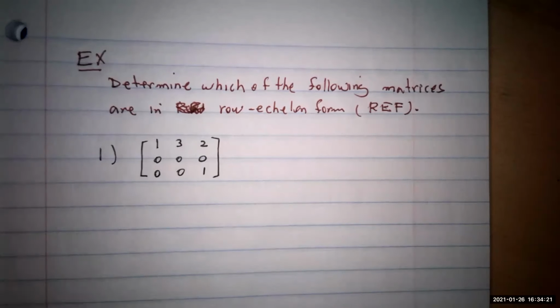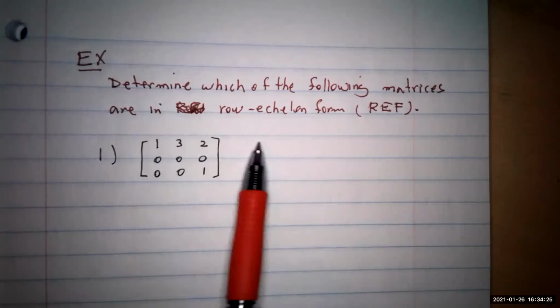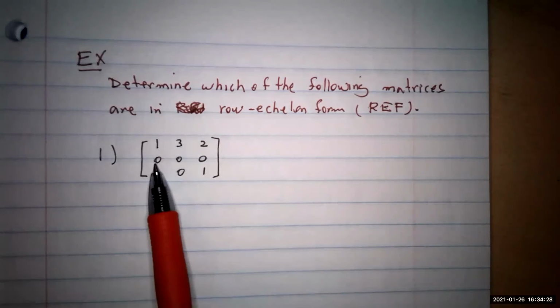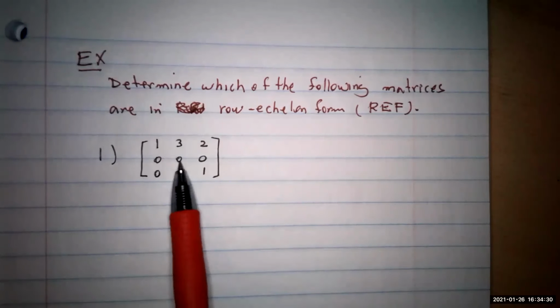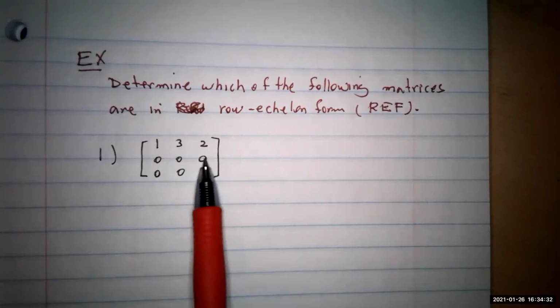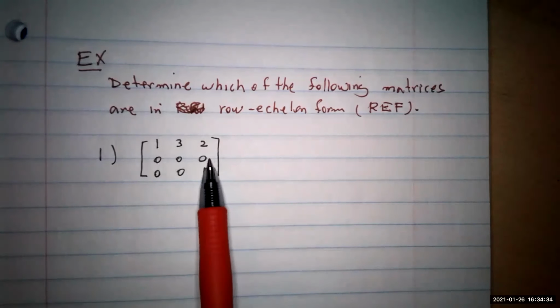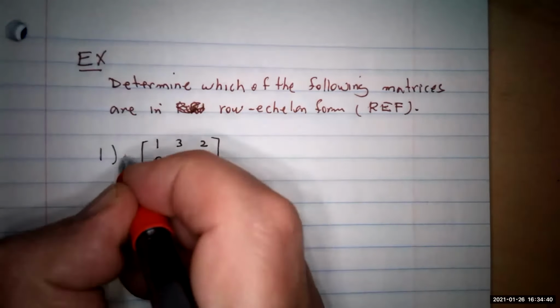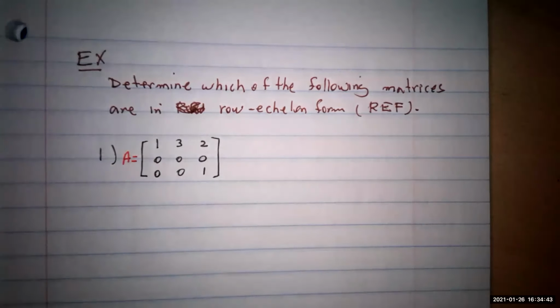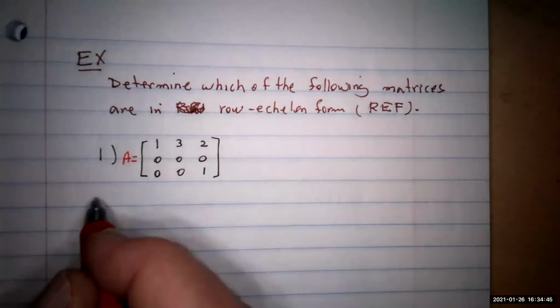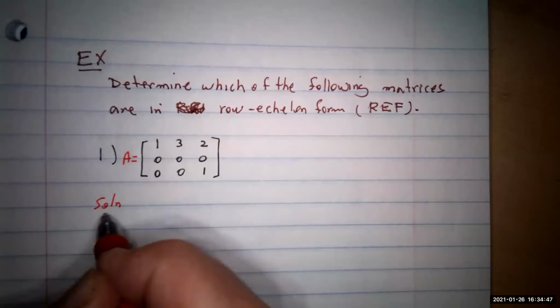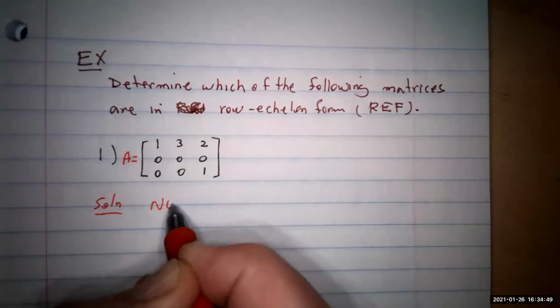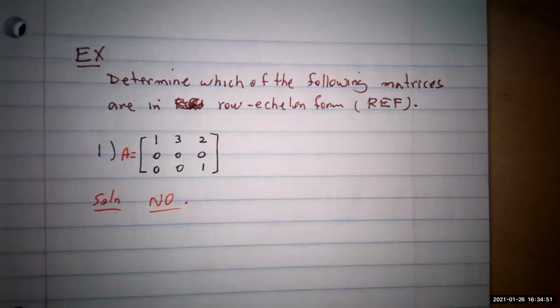Let's see what's wrong with this one. As we talked about, the non-zero element is 1, but if you have a row containing all 0, 0, 0, this cannot be in the middle. It must be down here. So we may call it matrix A so that we can refer to it. The answer is no, it's not.